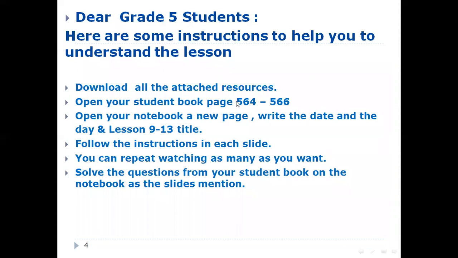As usual, these are our instructions: download all the attached resources and open your student book on pages 564 to 566. Open your notebook to a new page, write the date and the day and the lesson title. Follow the instructions. You can repeat watching as many times as you want and solve the questions in your notebook as the slides mention.